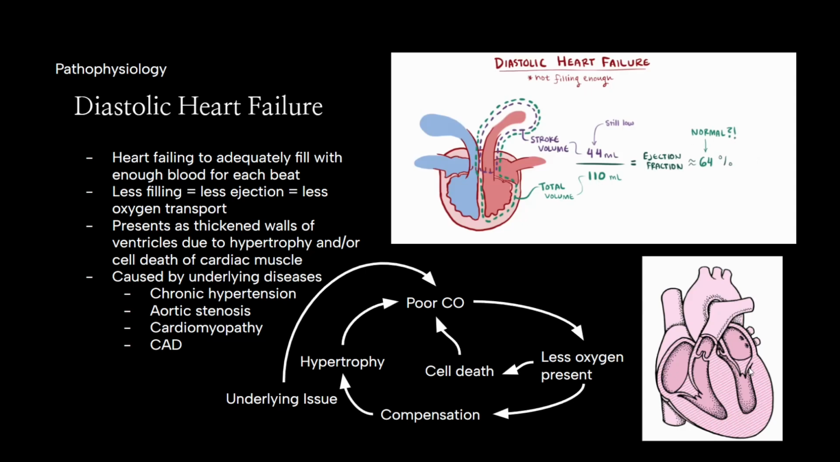But that's just because the chambers of the heart can't fill adequately because the muscles grow in hypertrophy, and they can't actually fill adequately. And because they can't fill enough, they can't pump enough blood to where it needs to go. So then you're left with this poor cardiac output and this ever building cycle.